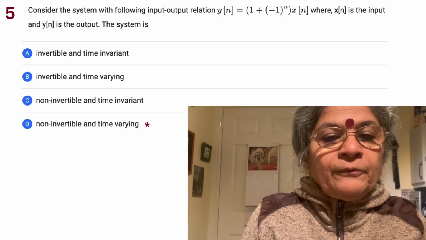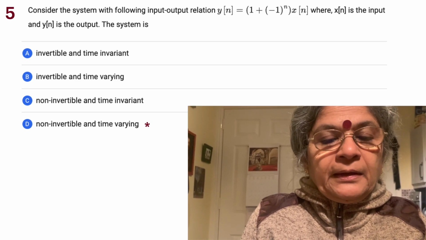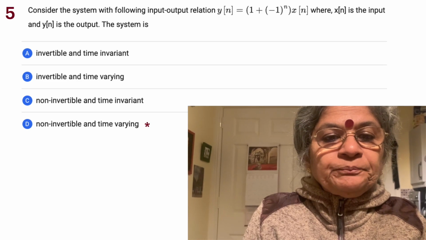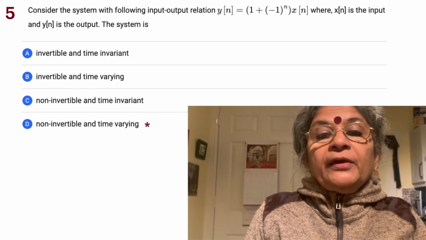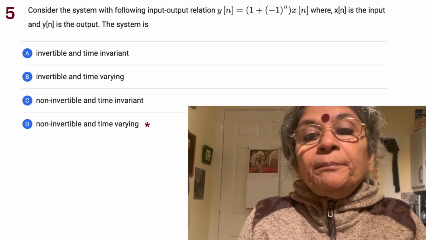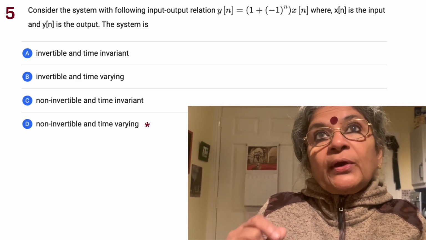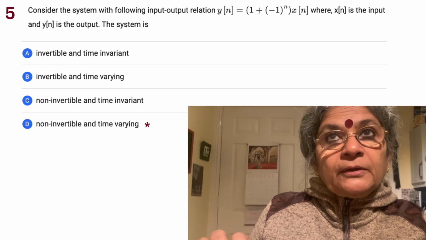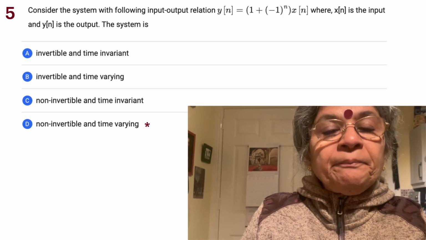And so we have A, B, C options removed, and we see that D option is non-invertible, which is right. And it is time varying, because we are having 1 plus minus 1 raised to n, so minus 1 raised to n times x[n]. The occurrence of x[n] varies according to the value of n. That's the reason why it is time varying.